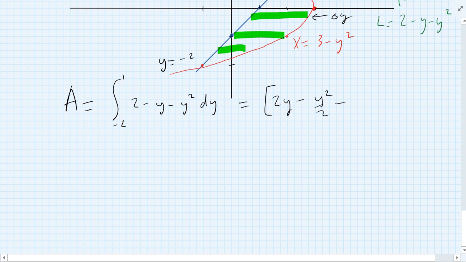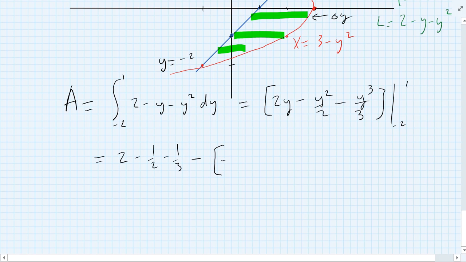What's the antiderivative of y squared? And I'm evaluating from -2 to 1. It's not a big deal. So I do 1 first, and I get 2 minus 1/2 minus 1/3. And then it's minus, put in -2.